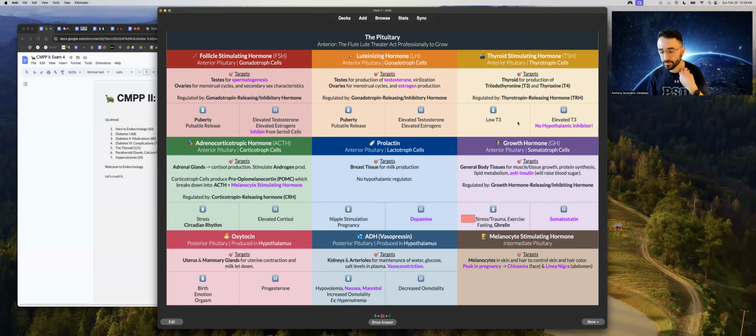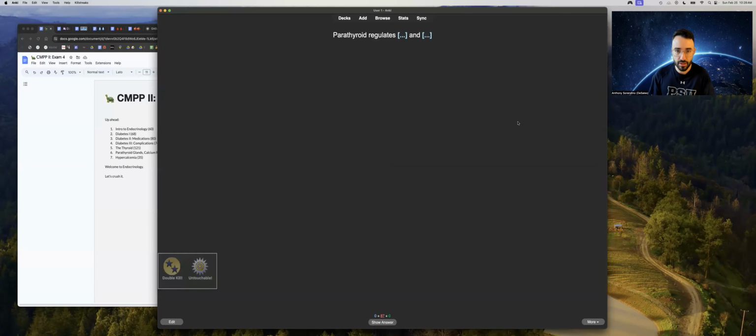Growth hormone. Fasting is already there. Stress and trauma are there. Exercise. Sleep. Let's go. Targets, blank for uterine contraction and milk letdown: the uterus and the mammary glands. Parathyroid regulates calcium and phosphorus.